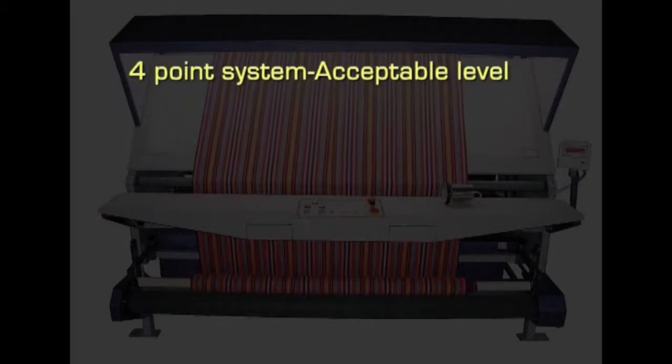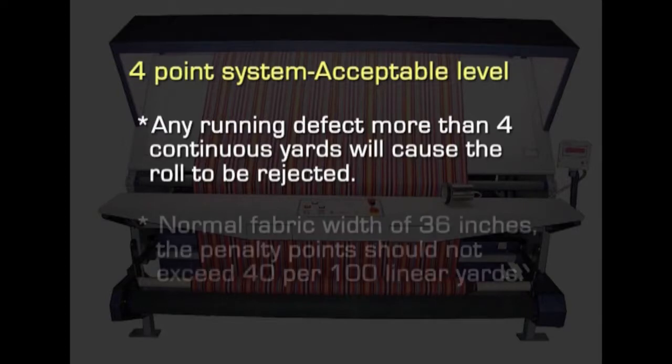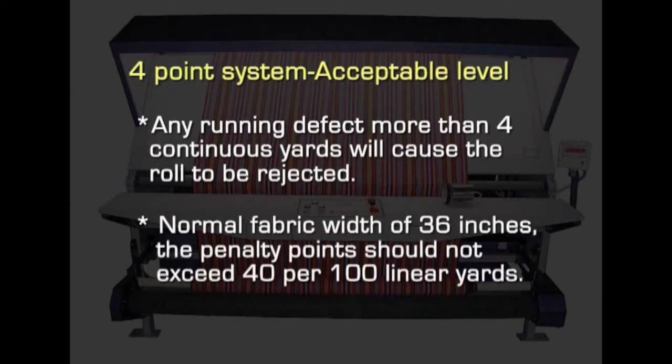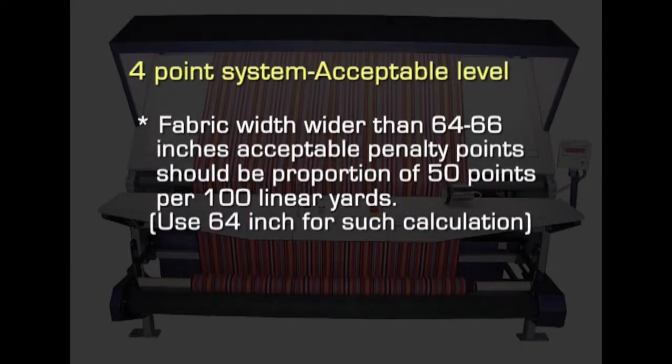We will see what is the acceptable level of the 4-point system. Any running defect more than 4 continuous yards will cause the roll to be rejected. For normal fabric width of 36 inches, the penalty points should not exceed 40 per 100 linear yards. Fabric width up to 64 to 66 inches shall be classified as first quality if the number of penalty points therein does not exceed 50 points per 100 linear yards. For fabric width wider than 64 to 66 inches, acceptable penalty points should be in proportion of 50 points per 100 linear yards. That means that 64 inch is used for such calculations.